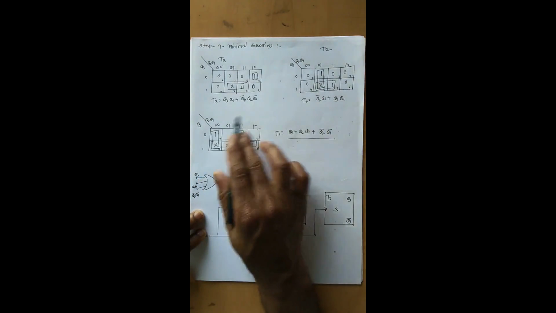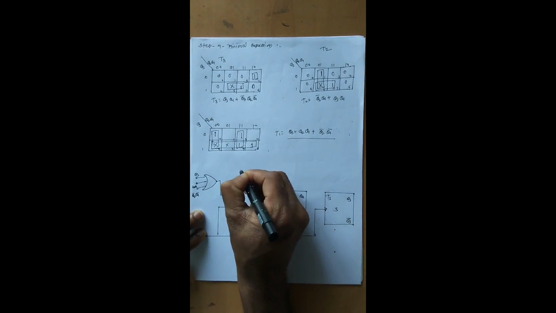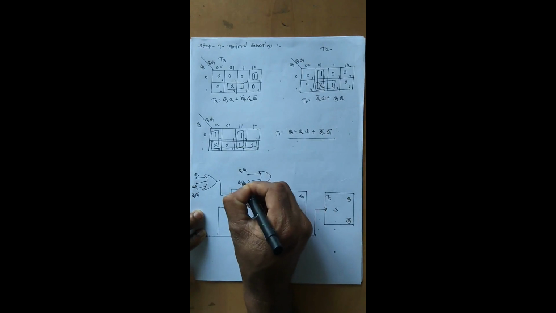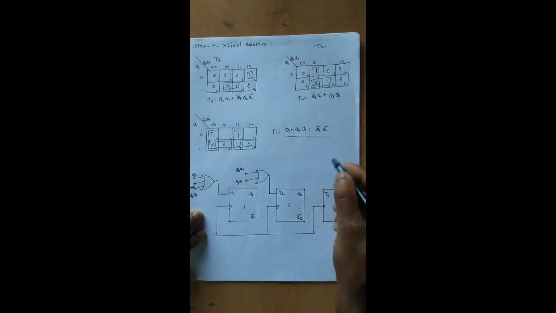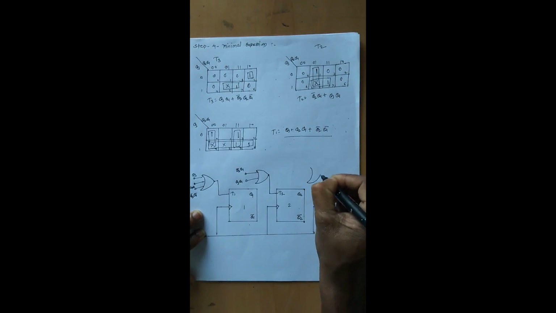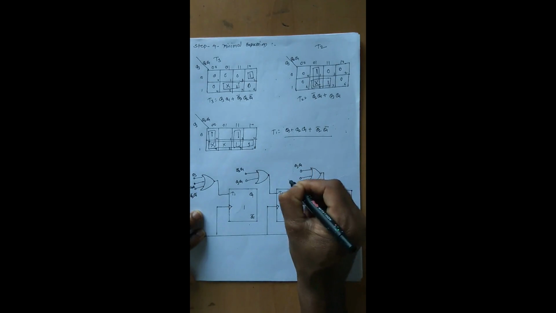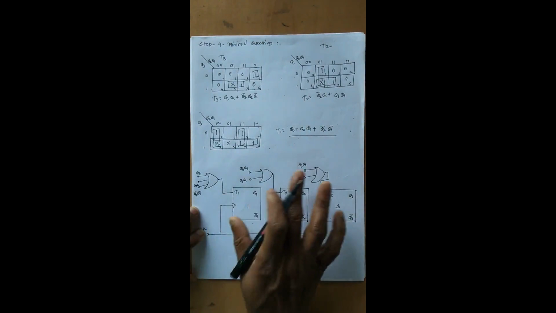For T2 we need Q2 complement. So this will be Q2 complement Q1, this will be Q3 Q1, and this will be T2. Then for the last, T3, we need Q3 Q1, then Q3 bar, Q2 and Q1 bar. In this way we have implemented all the logic diagram.